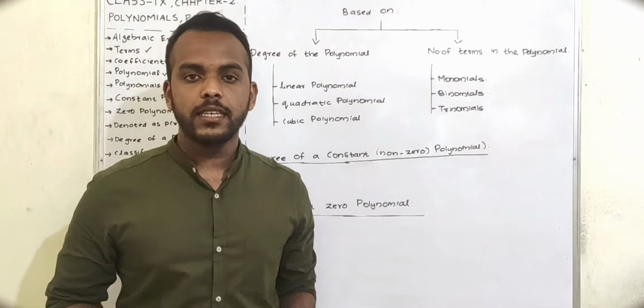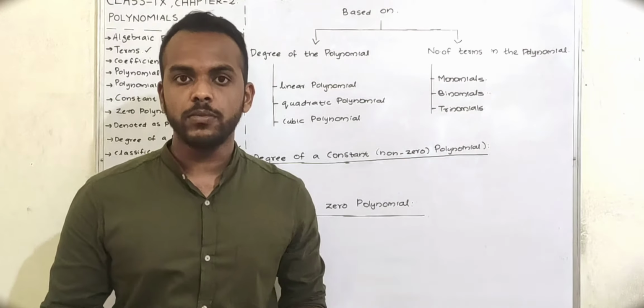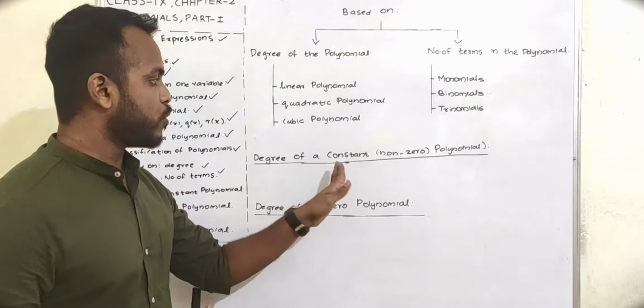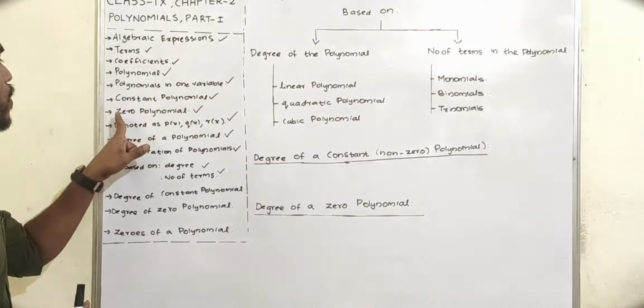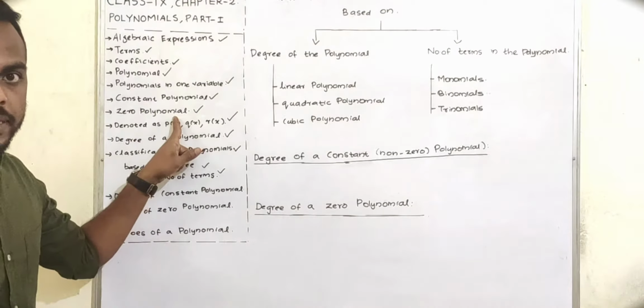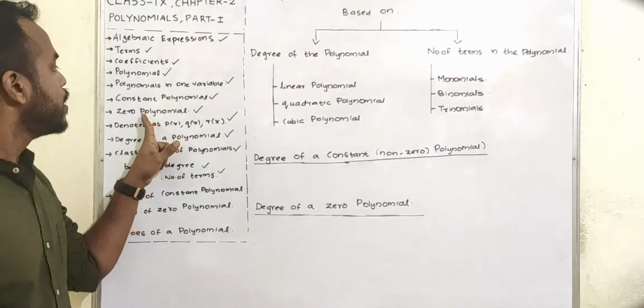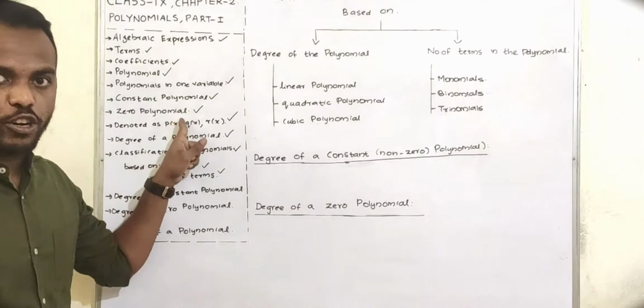So far we have discussed how to classify polynomials based on the degree and number of terms. Now let's see some important cases or special cases of polynomials. We have seen what is a constant polynomial, what is a zero polynomial. I hope you remember that. If you don't remember, please move the video backward and confirm it.